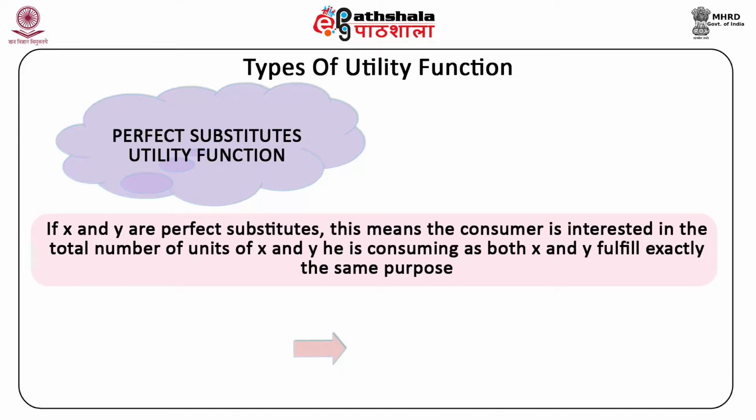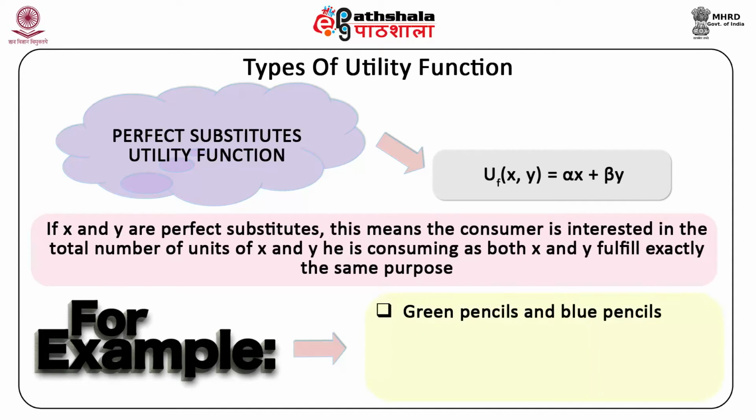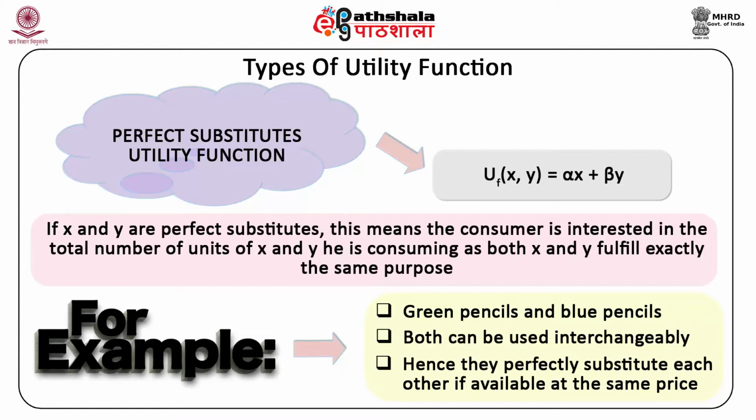A perfect substitute has the following functional form, that is UF of X, Y is equal to alpha x plus beta y. It is an additive utility function. For example, green pencils and blue pencils. Both can be used interchangeably. Hence, they perfectly substitute each other if available at the same price.